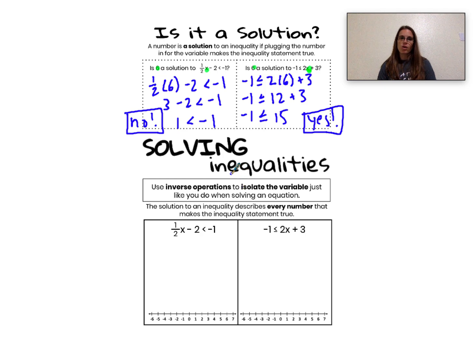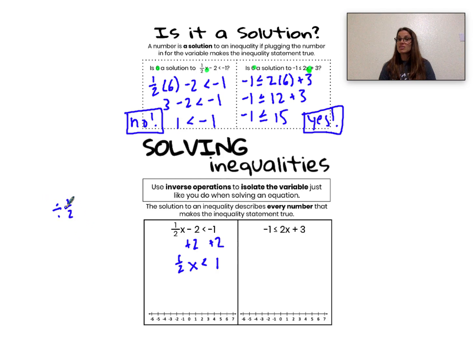Now, when solving inequalities, you're figuring out all of the numbers that make the inequality statement true, representing all of the solutions. And you're going to do this using inverse operations to isolate the variable, just like you did when solving an equation. Here is our first example. 1/2 x minus 2 is less than -1. My first inverse operation will be to add 2 to both sides of my inequality. That leaves me with 1/2 x minus 2 plus 2, which is just 1/2 x is less than -1 plus 2, which is 1.